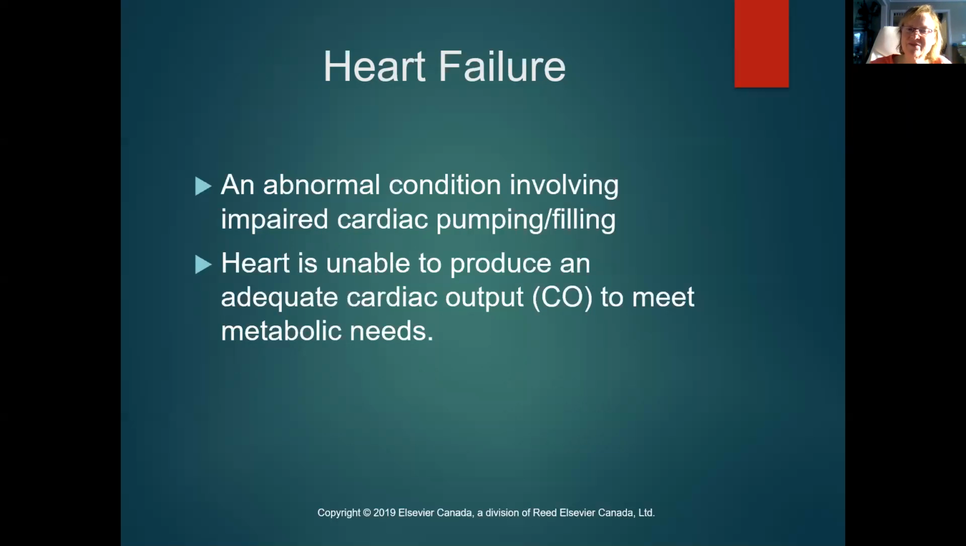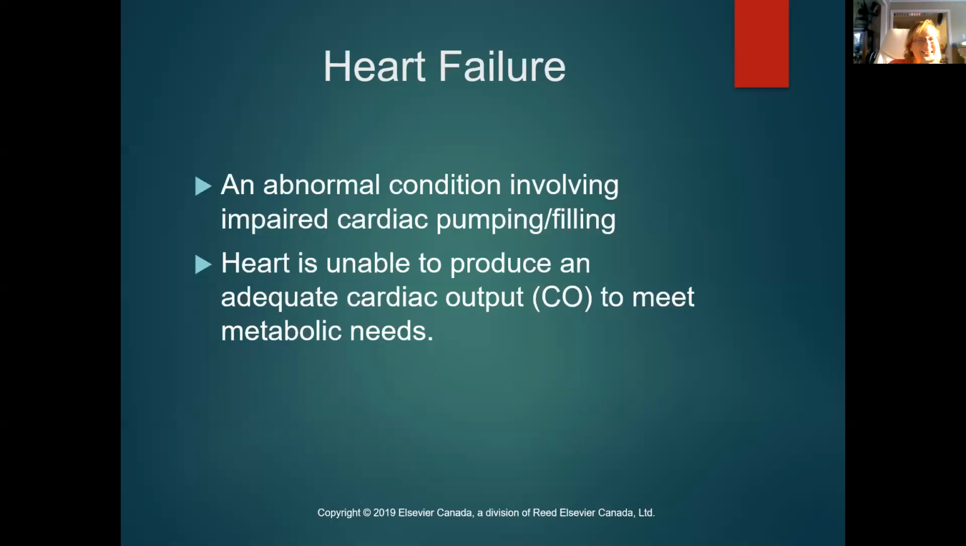So because of this difficulty in pumping and filling, the heart is not able to produce an adequate, what's called cardiac output, right? So we're not able to pump enough blood out to meet the metabolic needs of our body. And there are all kinds of cardiovascular diseases, if you remember, that are associated with heart failure, including high blood pressure. And you see how this constant chronic high blood pressure, the difficulty of the heart trying to pump against that resistance, could lead to the inability of the heart to continue pumping effectively against it.